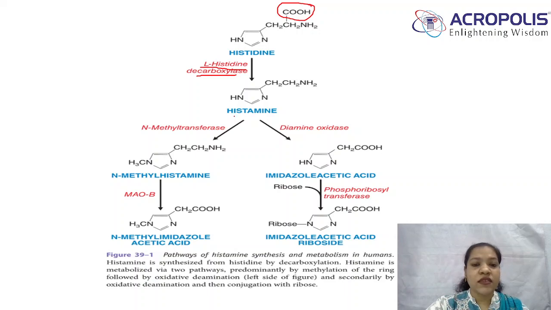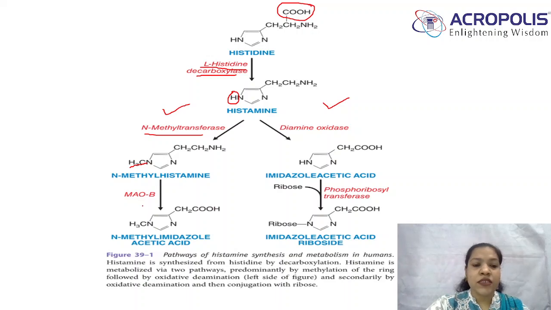Now, as we have seen, this histamine degrades by two pathways. One is methylation, which is shown by this pathway, and the second is oxidation, which is represented here by this pathway. First let us see the methylation pathway. Histamine in the presence of N-methyl transferase converts to N-methyl histamine. As the enzyme name suggests, N-methyl transferase means a methyl group is transferred or attached to nitrogen. So to this nitrogen of histamine, a methyl group is attached, resulting in N-methyl histamine.